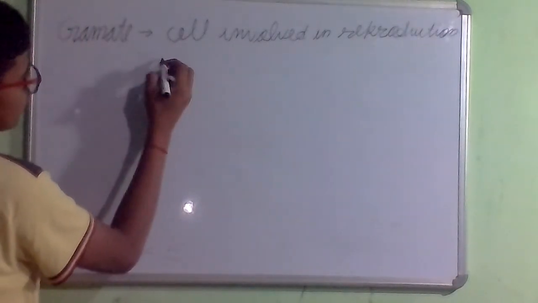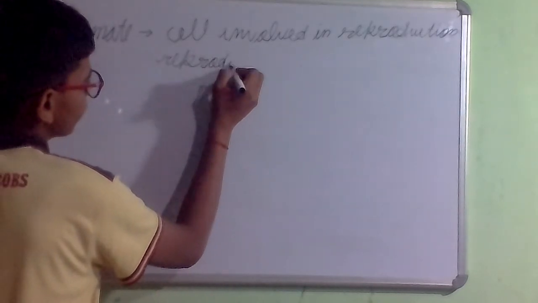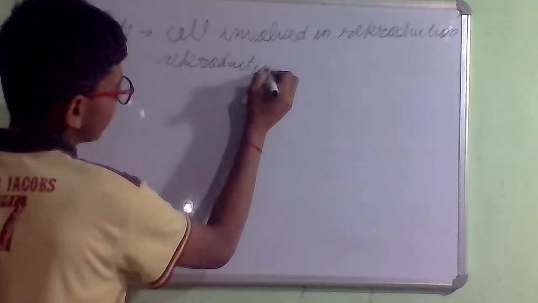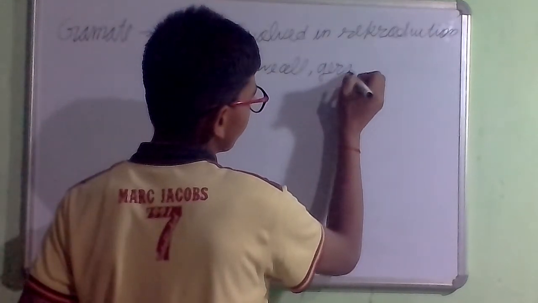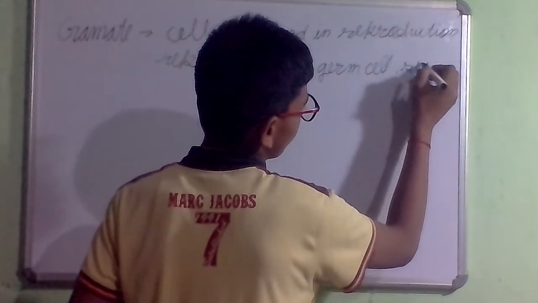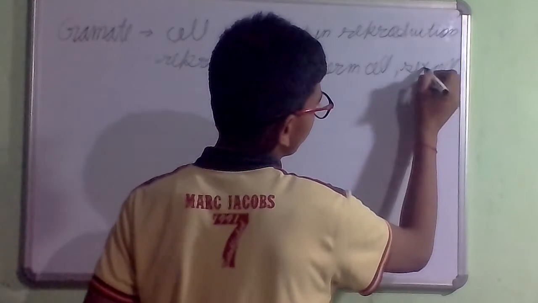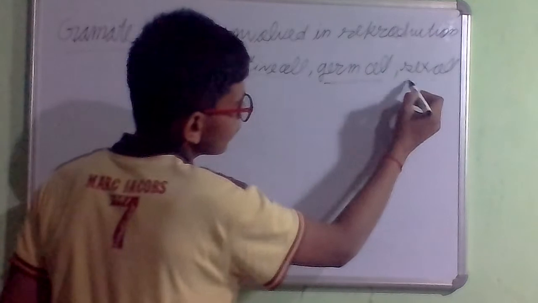Gamete has many names. It is also known as reproductive cell, germ cell, and sex cell. We can say gamete, reproductive cell, germ cell, sex cell; these are all the same. You should not be confused by these names.